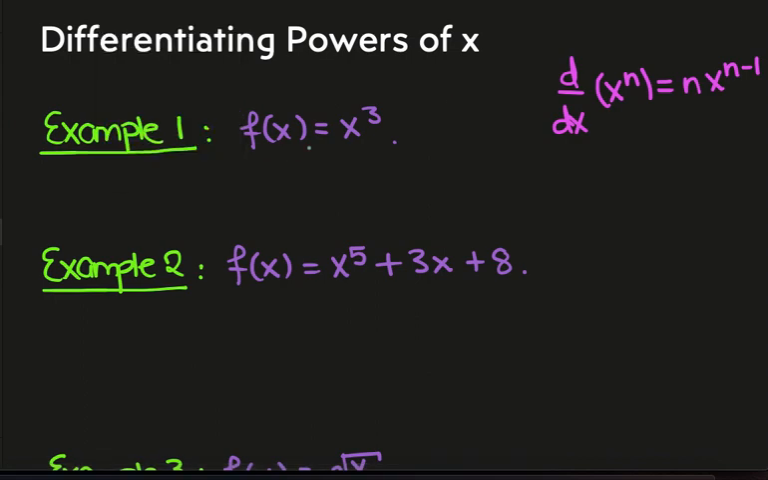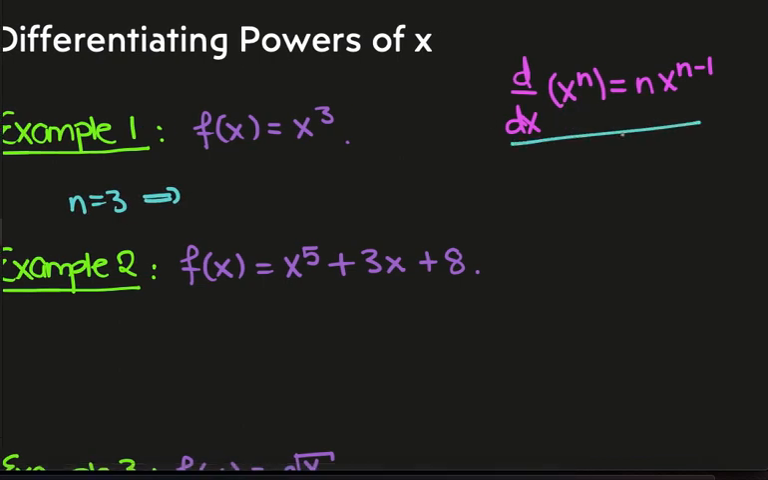So let's look at f of x equals x cubed. In this case, n is equal to 3. And by this rule here, what we see is we bring the 3 down. So I'll write f prime of x for the derivative is 3x to the 3 minus 1. And we end up with 3x squared.